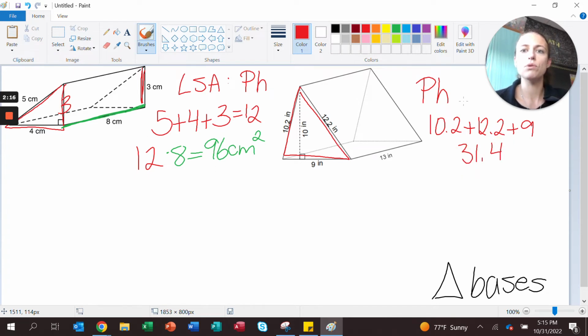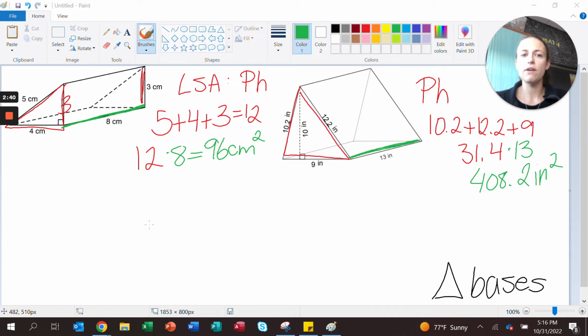And then I'm going to multiply that number by my height of the prism. Again, that's the distance between the 2 triangles, or if I were to tilt it so it's standing on the triangle, how tall that is. So I'm going to multiply it by 13, and that would give me an answer of 408.2 inches squared on this one.